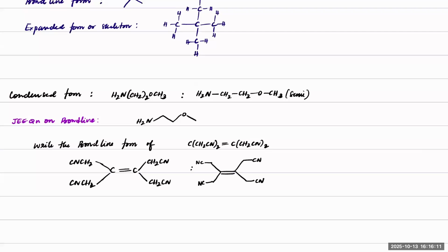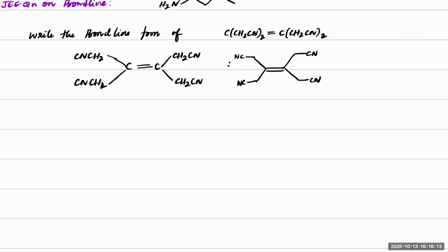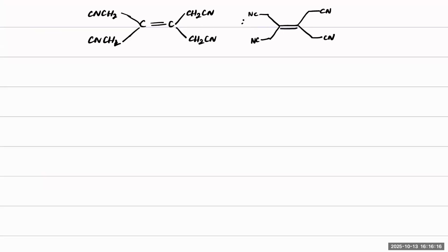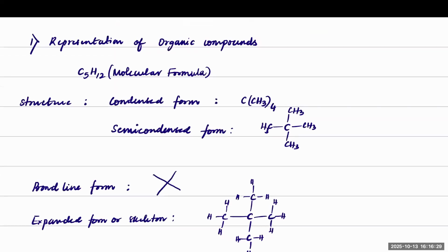So this is the first topic that you need to understand. I am hoping that there should not be any problem in writing out a bond line structure, or, given a bond line structure, writing the condensed form and semi-condensed form. That should all be done. This is concept 1.